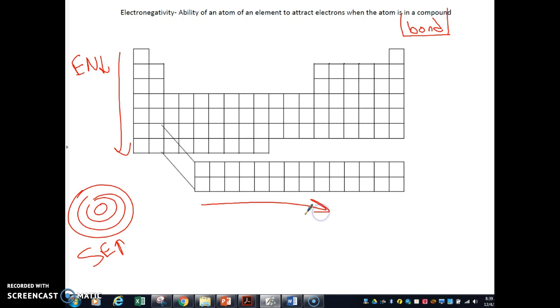As you go left to right, electronegativity increases. That's for the same reason as the last two. Effective nuclear charge is increasing, so that nucleus is pulling electrons towards itself more. So when they have a bond where electrons are being shared, they will pull themselves more towards their own nucleus than, say, an alkaline metal would. That is a general overview of the trends.